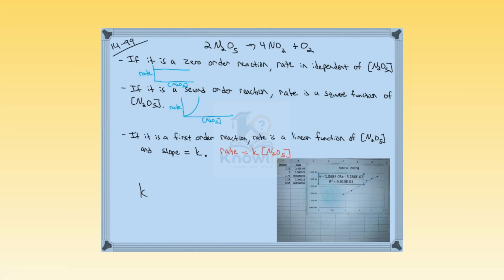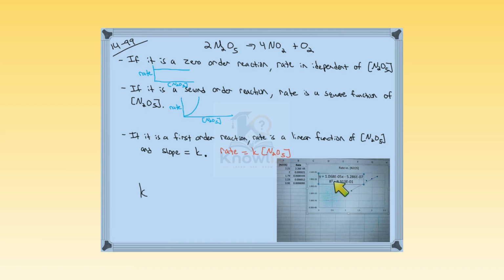I took all of the data and I plotted the rate as a function of concentration, and sure enough, I got a linear relationship between the rate and the concentration, so I know it's first order.